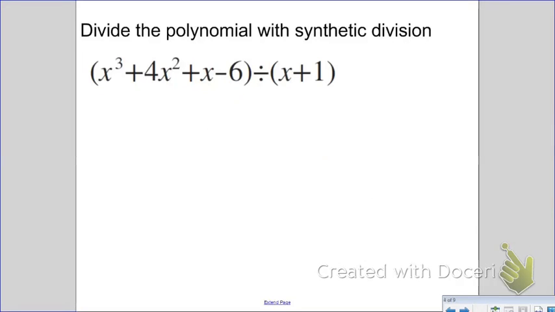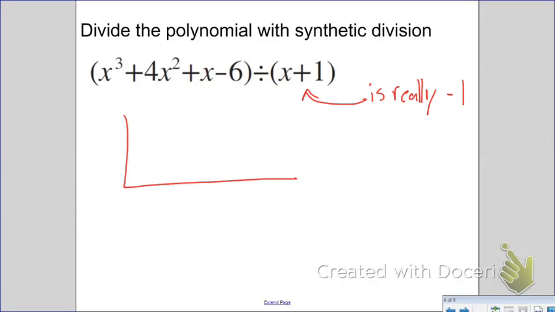Let's take a look at this problem. Very similar. Let's set up our synthetic little box guy. Remember that since this says plus, it's really -1. So we put -1 on the outside. List the coefficients. 1 in front of power 3, 4 in front of power 2, 1 in front of power 1, and the -6. Drop down the 1.